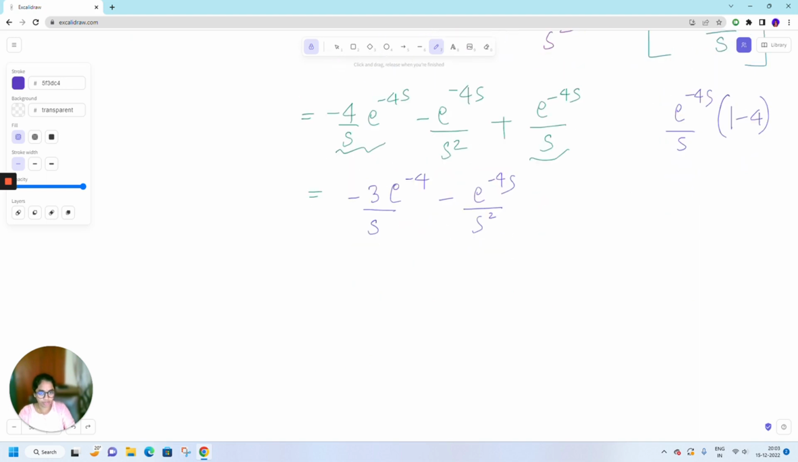Or if you want to further simplify this, take e power minus 4s common, take divided by s common, take minus common. What else is remaining? 3 plus 1 divided by s.